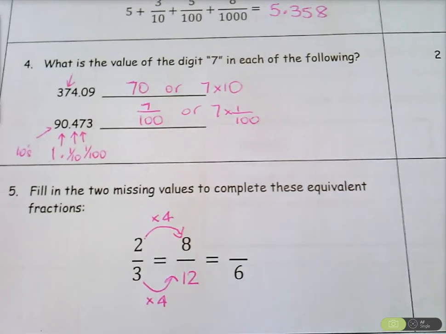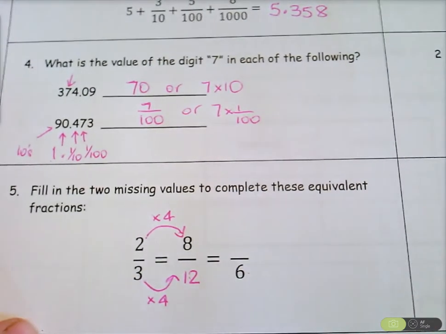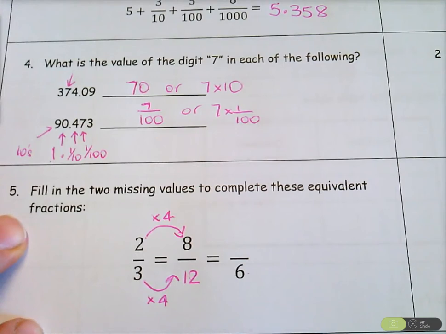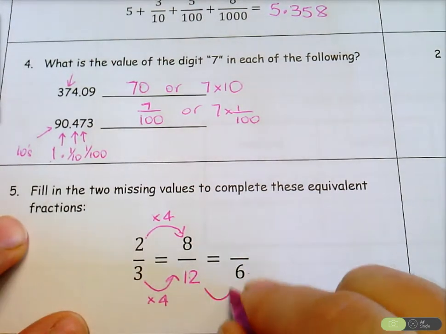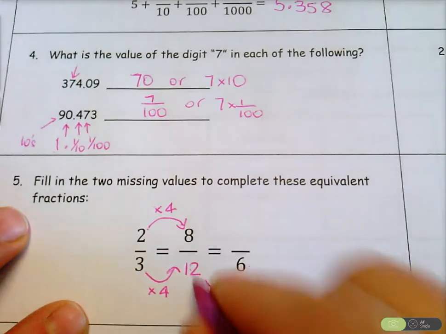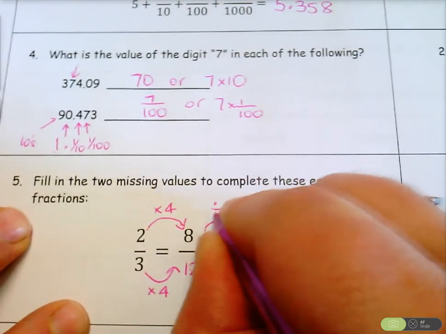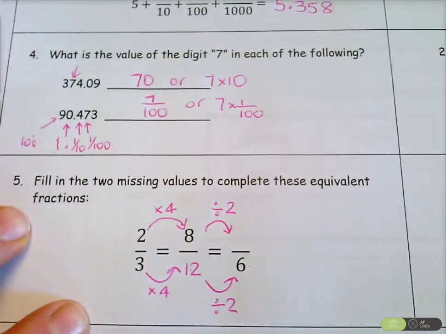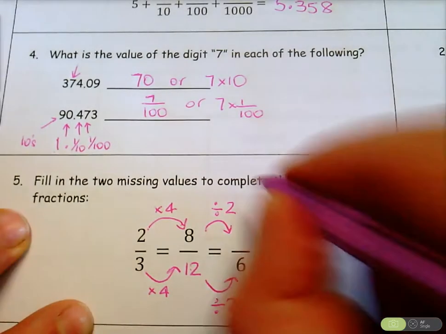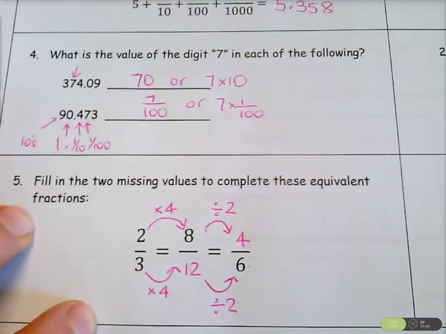Now, how do you think they're getting from 12 to 6? We never minus. Whenever you're working with equivalent fractions, it's multiplying or dividing. So how do you think we're going from 12 to 6? Dividing by 2. So we're going to divide this one also by 2. And 8 divided by 2 is 4.